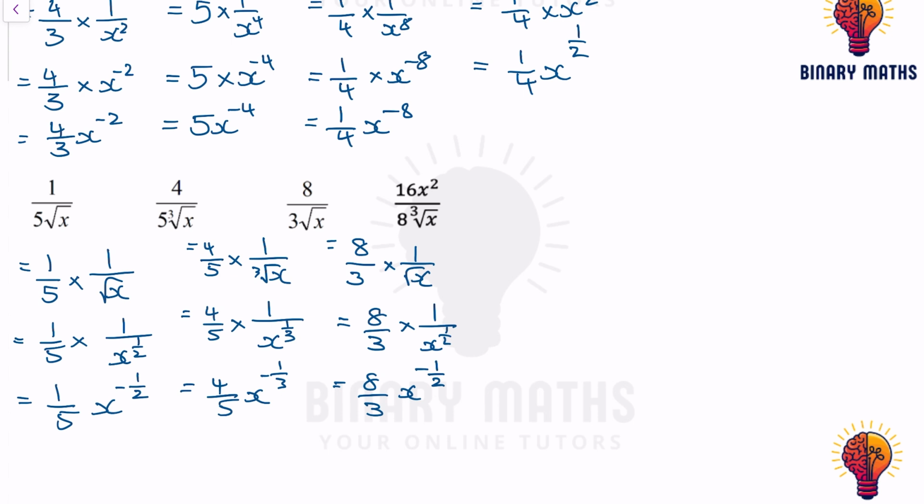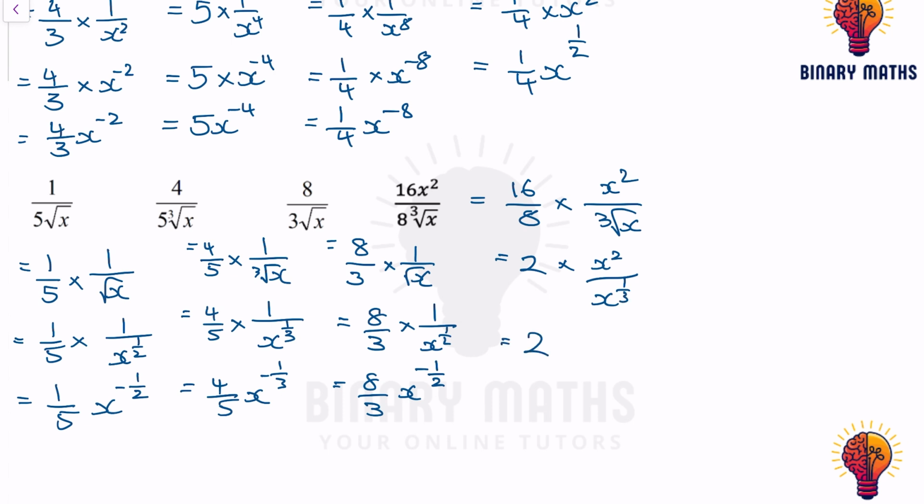Now the last example of this type, if I separate out the numerical part from the algebraic part, I get 16 over 8 times x squared over cube root of x. 16 over 8 simplifies to 2. X squared in the numerator stays the same. Cube root of x can be rewritten as x to the power of a third. 2 again stays the same.